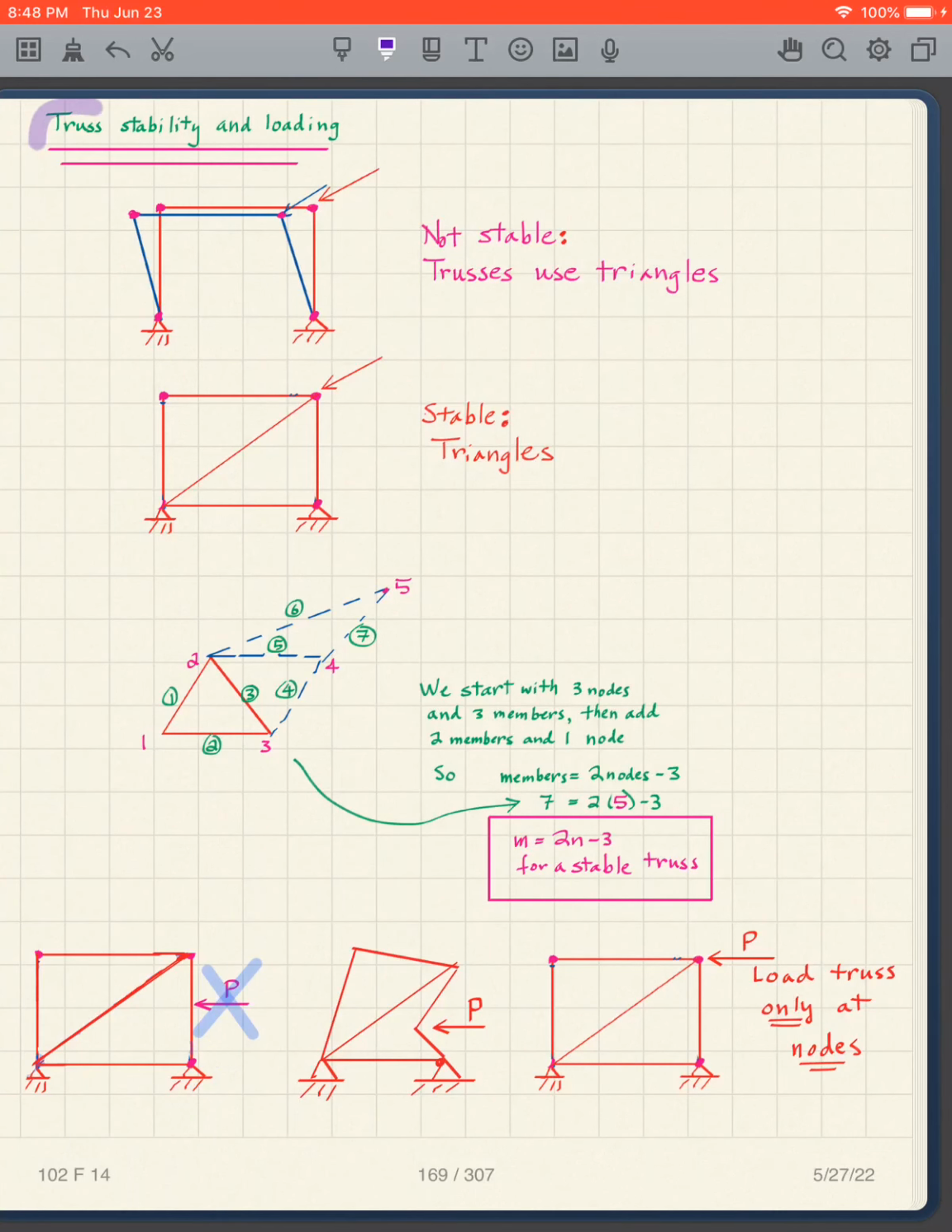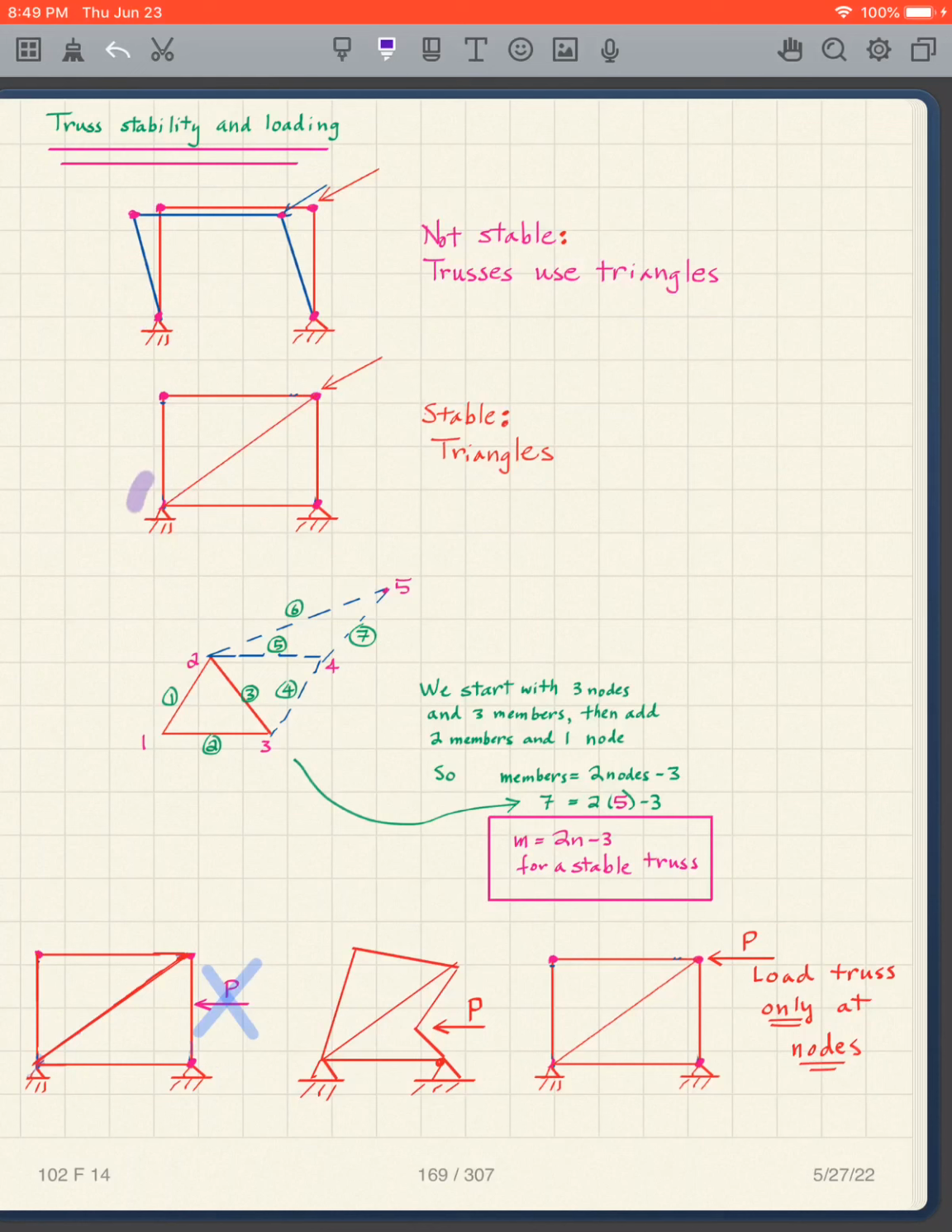Okay, I want to say something about truss stability and loading. So notice, this is not a truss really. We can see that it's not a truss in the sense that if I put a load on it, it's going to deform into this shape. It's not stable. And, like I've said before, we want to use triangles, basically. How can I make this stable? Well, the way to do it is to put a cross member in like that. And then I could put another member here, and this is stable with triangles.